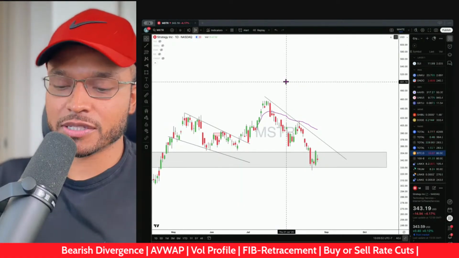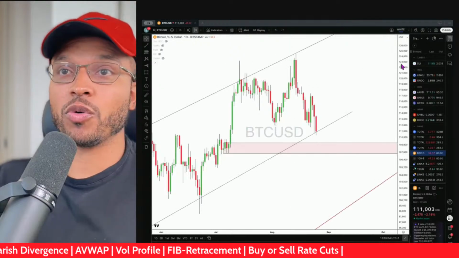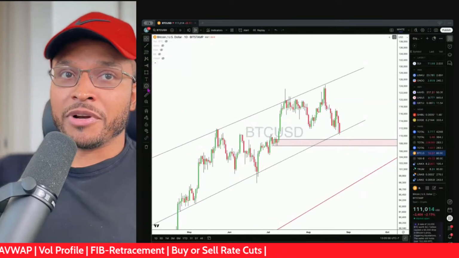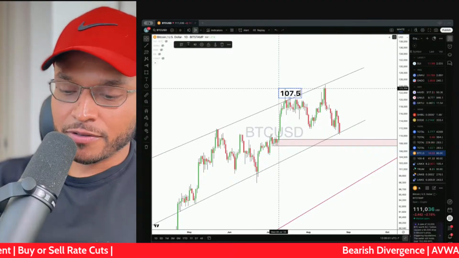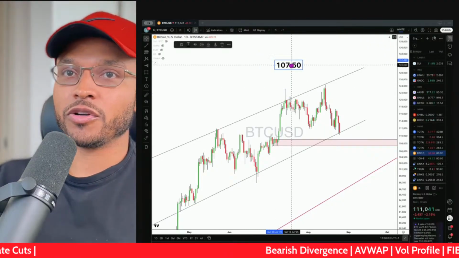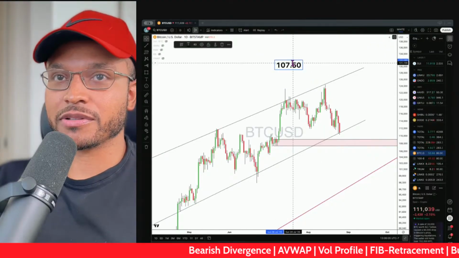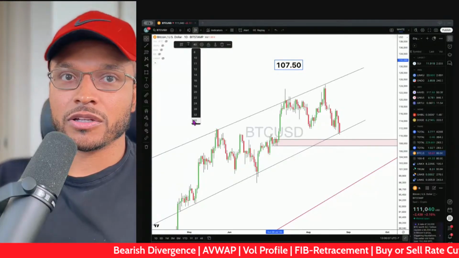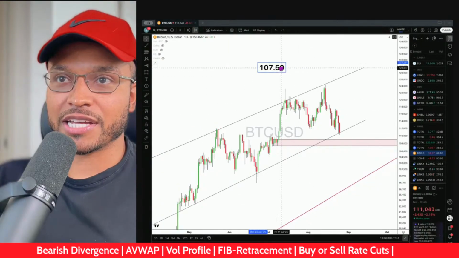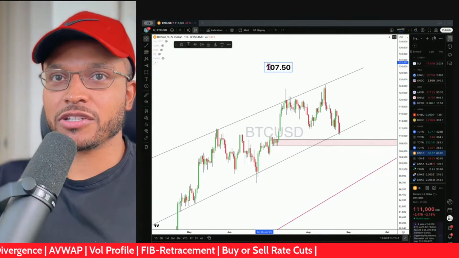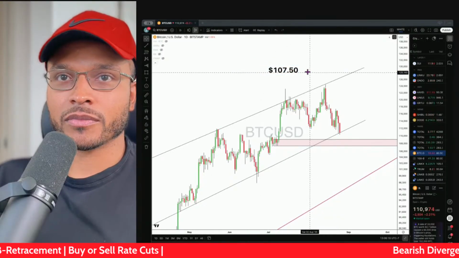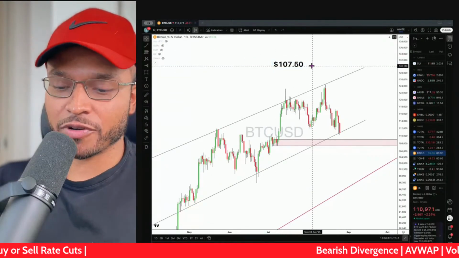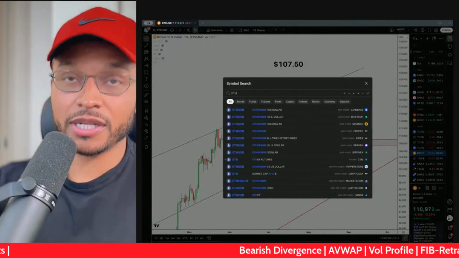Bearish divergence, BTC USD. Let's do it one more time. I'm going to throw the levels out here so you can see it. Bitcoin, I'm looking at 107.50. 107,000. You guys out there in the comments, I don't need to get all pretty and technical. That's not the real price. You know what I'm talking about. We don't need to be perfect. All right. So 107.50. That's what I'm going to have for Bitcoin.